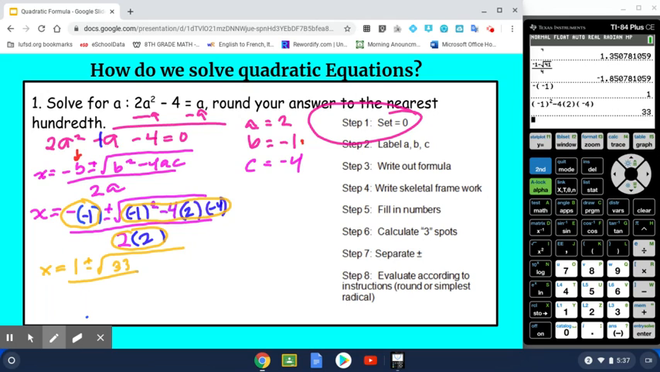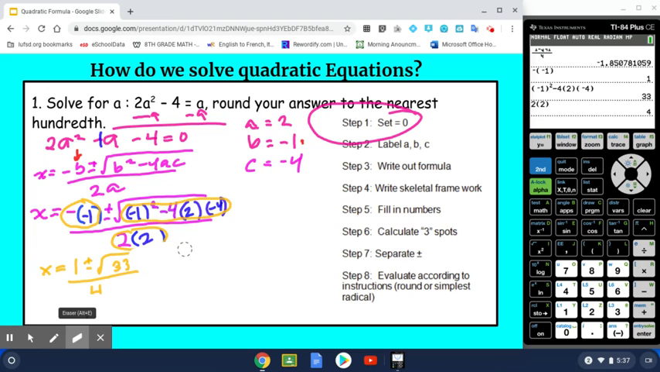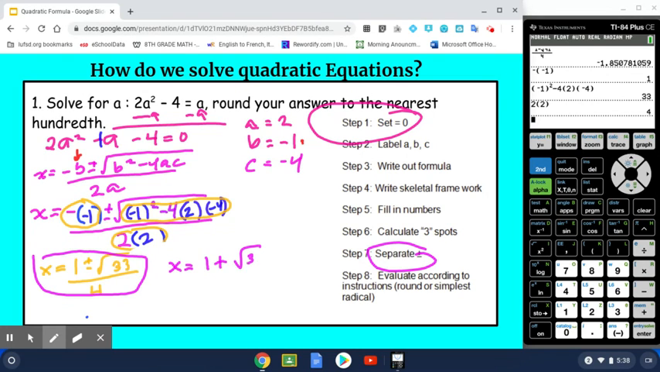Now we have 2 parenthesis 2. Just like we had in the prior example, it was 2 times 2, which is 4. So there you go. There's what you should have after calculating the quadratic formula. Okay? However, it now says separate it. And then in this one, it says round your answer to the nearest hundredth. So my first one I'm going to write as x equals 1 plus radical 33 over 4, and x equals 1 minus radical 33 over 4.